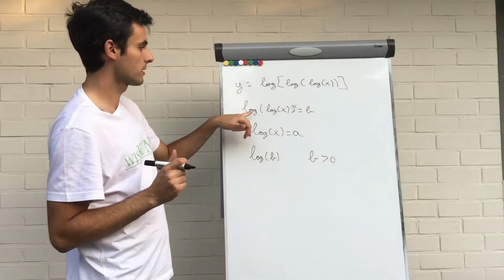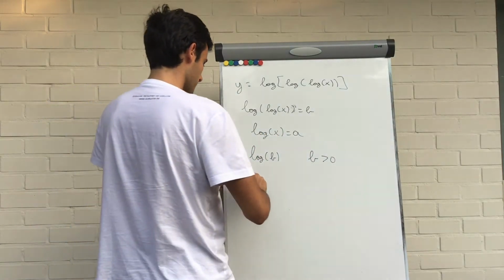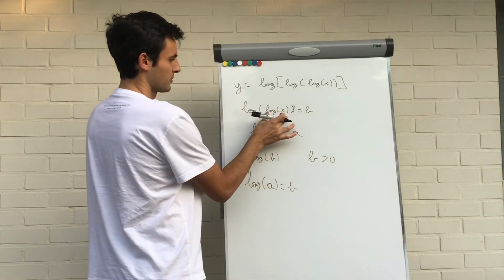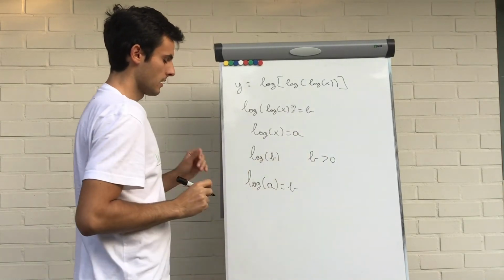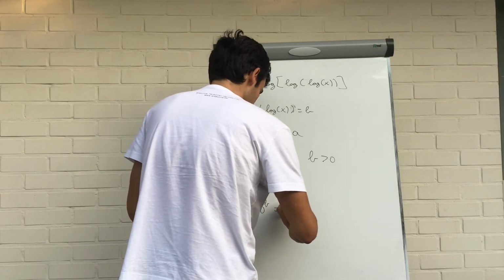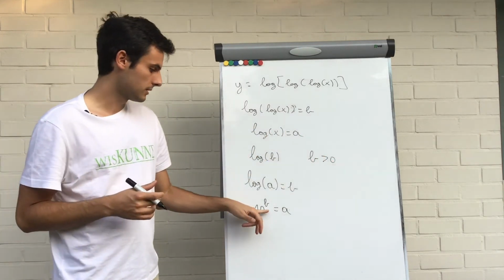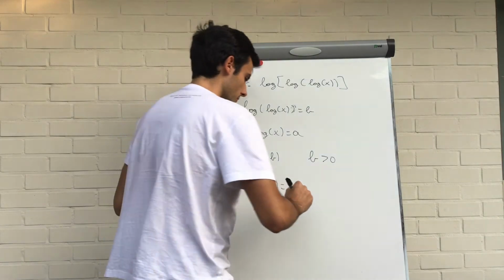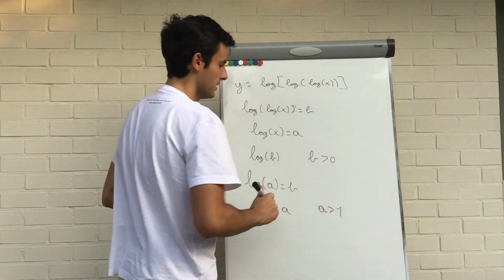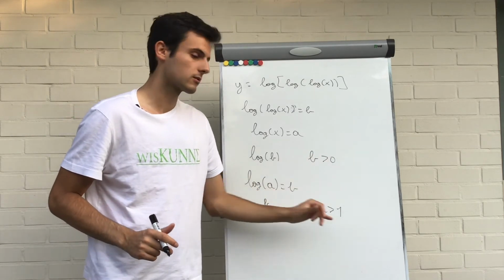Next step, we have the logarithm of x is equal to b. But the logarithm of x is equal to a. So we have the logarithm of a is equal to b, because I substitute this one by a. And we know that we can write 10 to the power of b is equal to a. Now I know that b is larger than 0, so this is larger than 1. So a is larger than 1. Because if b is 0, it's 1. Larger than 0, a is larger than 1.